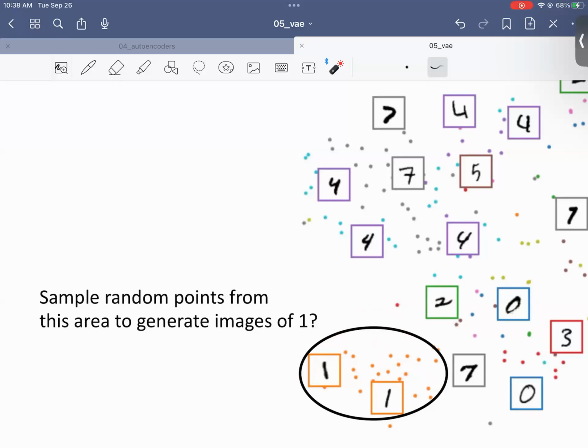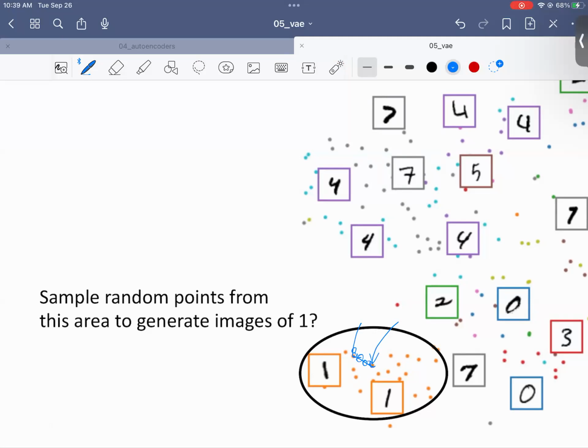Or we could treat this as some Gaussian distribution. It doesn't look like a Gaussian distribution, but we can just imagine that it is and sample this random dot here. Or we can do something a little more informed. For example, there are two dots here, then we can do an interpolation. There could be a dot here, dot here, dot here. We're assuming that since this is a 1 and this is a 1, then anything between the two is probably a 1.